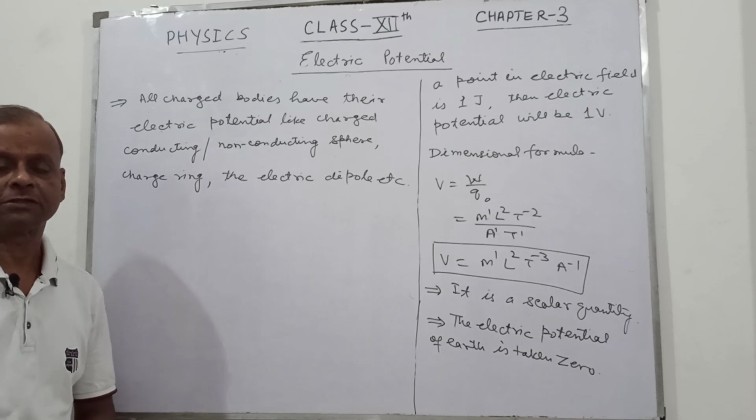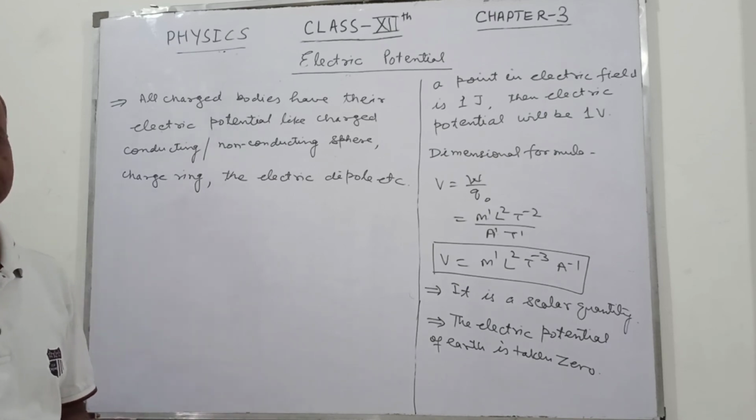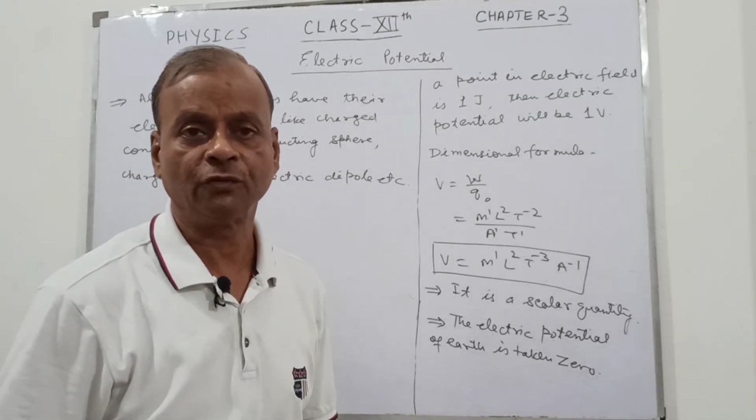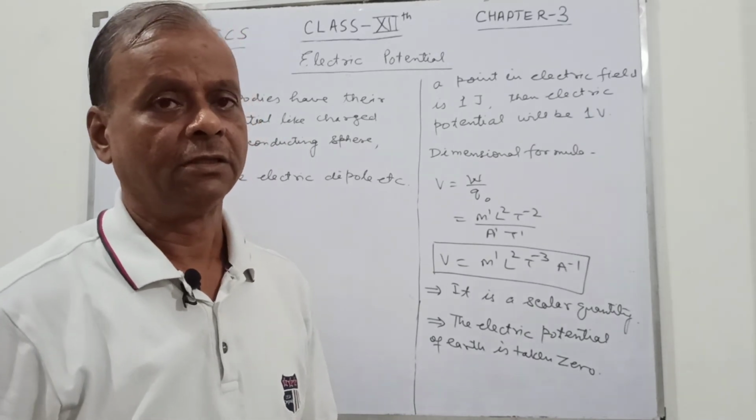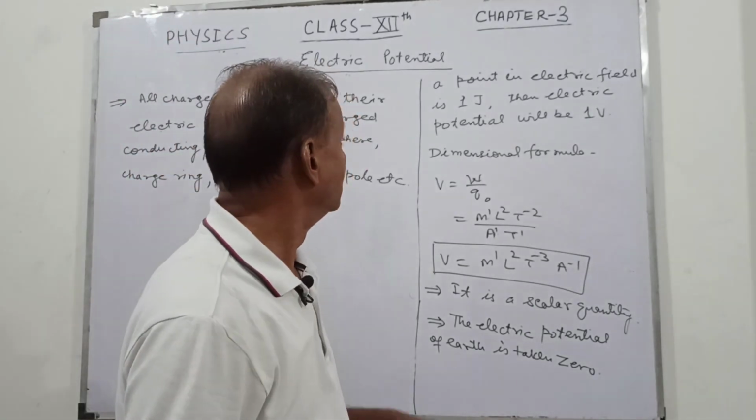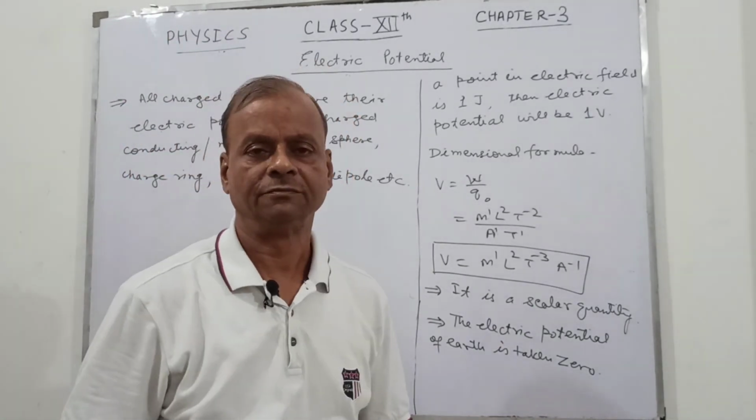So this is the physical meaning, and how to find the directional flow of the charge, and the definition of this electric potential. Thank you.